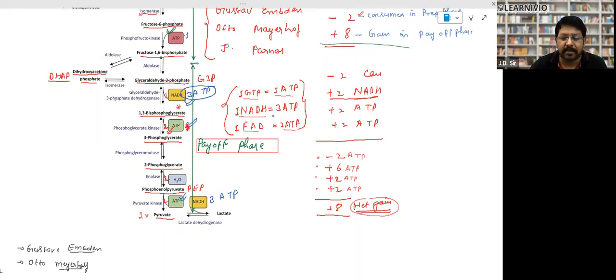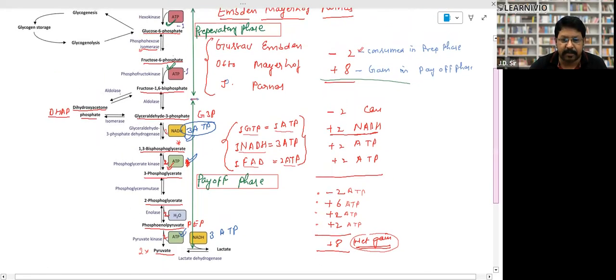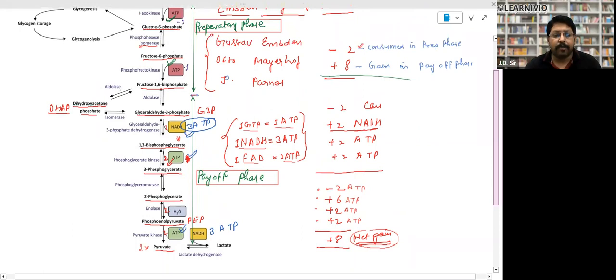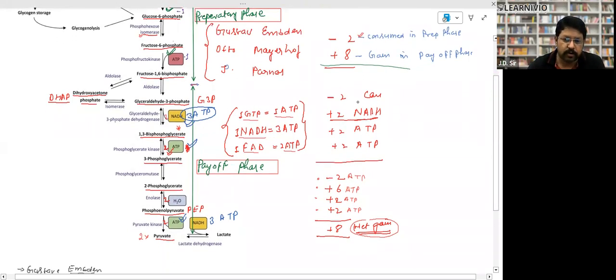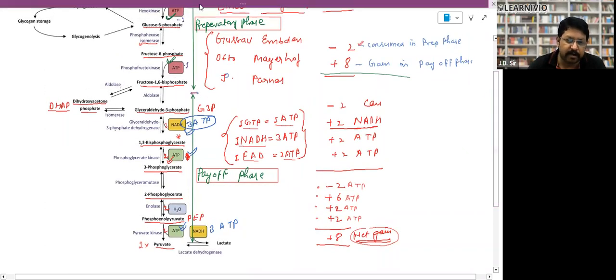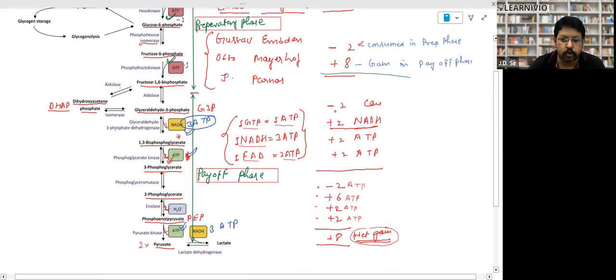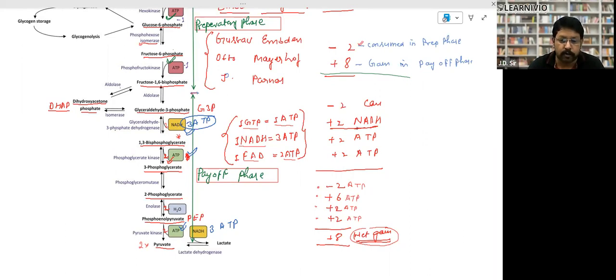Now come to the energy balance sheet. Look, how many ATP are produced? Here minus 2 ATP, because 2 ATP have been consumed over here. I have written minus 1, this minus 1. So a total of minus 2 ATP are consumed, right? Now 2 NADH molecules are produced, right? So 2 NADH molecules are equal to how many ATP? 6 ATP, right?